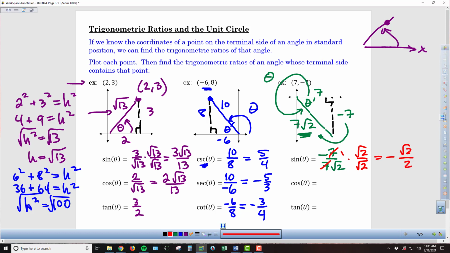And then for cosine, we're going to do adjacent over hypotenuse. So the adjacent side is 7 over 7 √2. So hopefully we're seeing that this is setting up to be exactly the same as the previous answer, just positive rather than negative. So after rationalizing, we'll end up with √2 over 2. And then finally for tangent, we're opposite over adjacent. So our opposite is -7, our adjacent is 7. So we're going to reduce to -1.